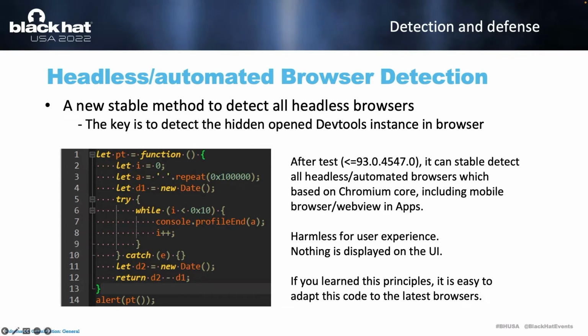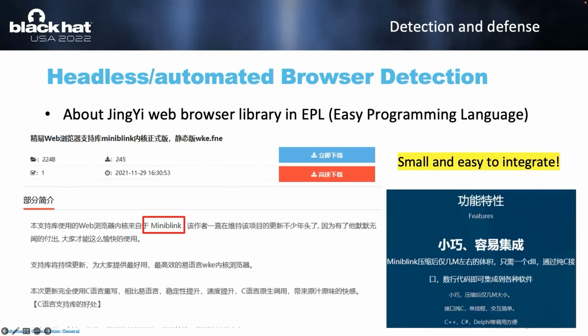And if you learn this principle, it's easy to adapt this code to the latest browsers. The Captain browser, written in E language, is based on the Chrome DevTools protocol. Yes, we can also detect it by this method. The next headless browser is Zheng web browser, which is based on Mini-Blink. Actually, the author of Mini-Blink is one of my friends. One day I asked him why this library is widely used by the low-level underground industry. Do you have any detection ideas?